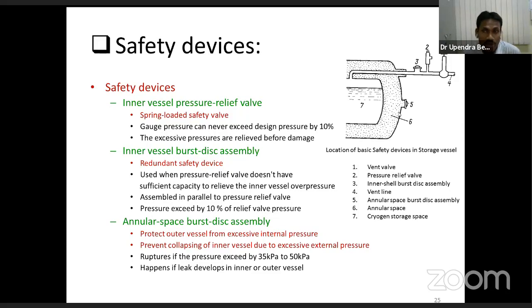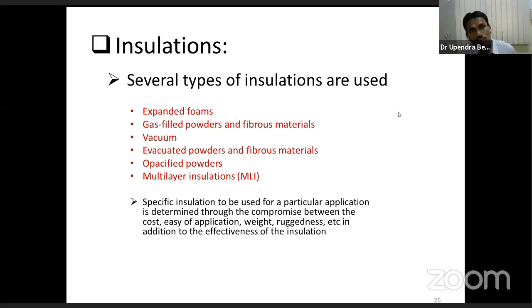Also, as I told, insulation plays an important role for all these cryo containers, and there are different types of insulations available which can be implemented on these cryo vessels. There are different types of insulations like expanded foam, then gas-filled powders and fibrous materials. Vacuum alone can be used. Then gas-filled powders, evacuated powders, and fibrous materials. If we evacuate over these, then also the heat transfer is minimized. And then opacified powders, when you add some opacifiers to the powder and fibrous material. And multi-layer insulation, that is the ultimate insulation, the super insulation.